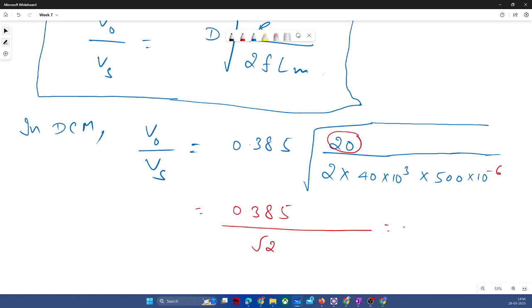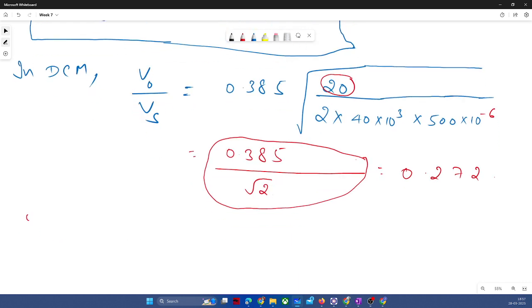0.272, 0.385 divided by... I am getting 0.544. The root we have to take. After including that under root value, 20 divided by 2 into 40 into 0.5, it comes out to be root of 0.5. So it is 0.707. Yes, correct. Till this point it is correct, I hope. Yes, correct, sir. So 0.272, that's what you are getting?